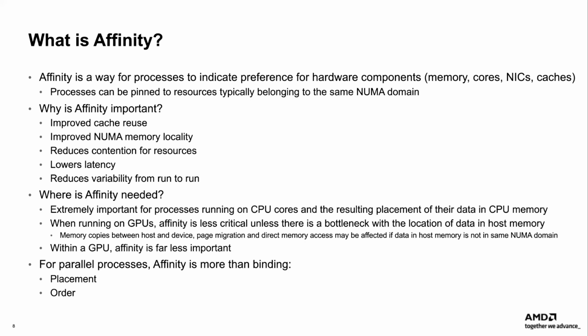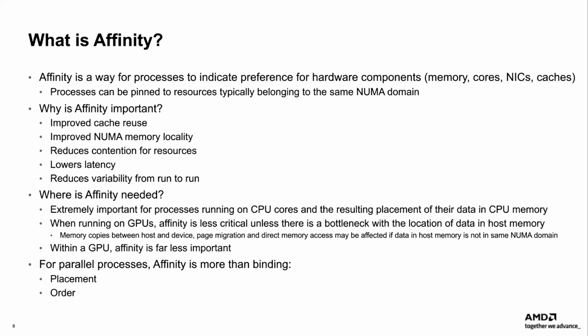We want to improve memory locality. We want to reduce the contention for resources. As we saw before, we want to lower the latency, and we also want to reduce variability from run to run. And where is affinity needed?